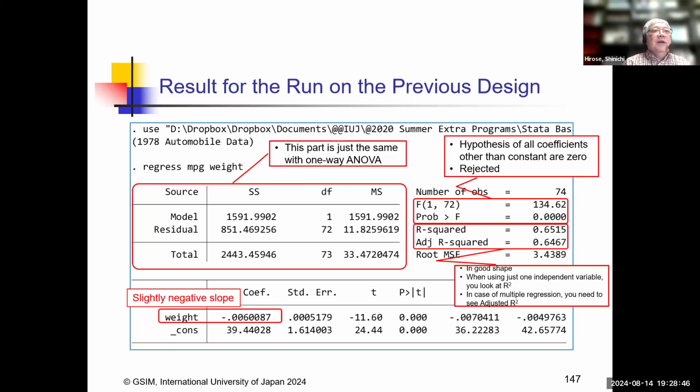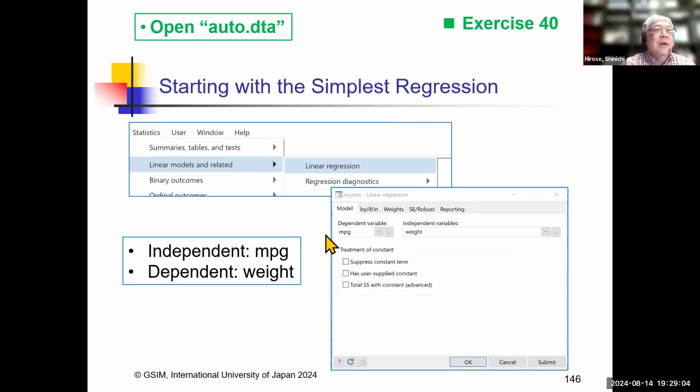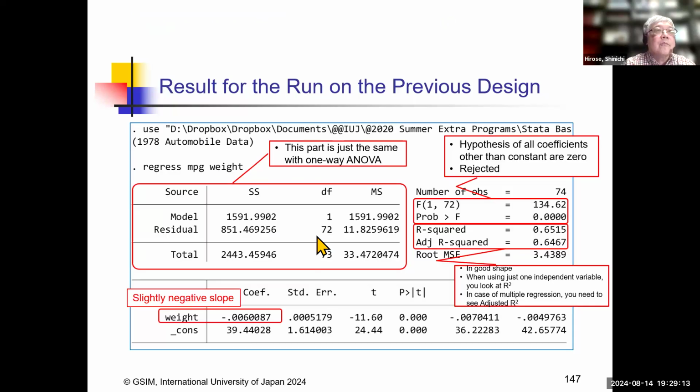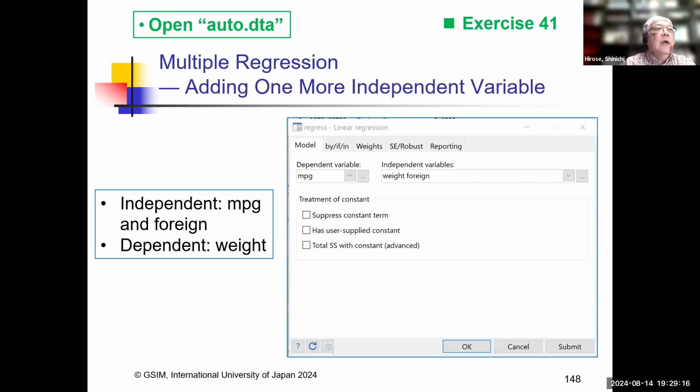So the higher the weight, the lower the miles per gallon, sorry, the weight has a negative effect on miles per gallon. Sorry, not price, miles per gallon. Okay, so that's it for simple regression. And let's go to the multiple regression, miles per gallon, and the weight and the foreign.